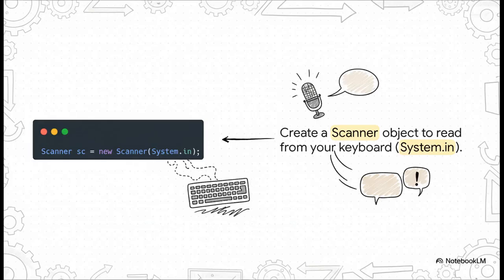And this is how you flip the switch. With just this one line of code, you create a new Scanner and you tell it to listen to System.in, which is just a fancy way of saying your keyboard. And just like that, the line is open.